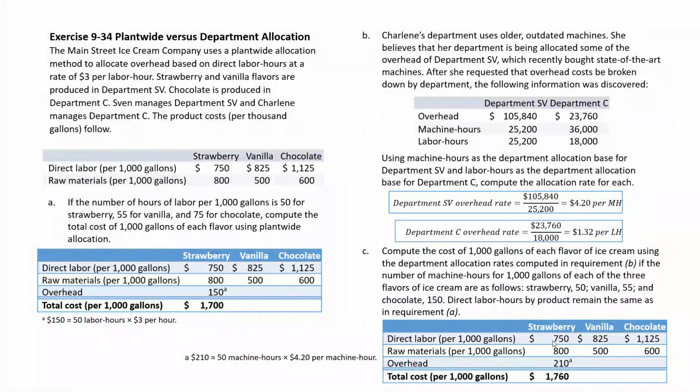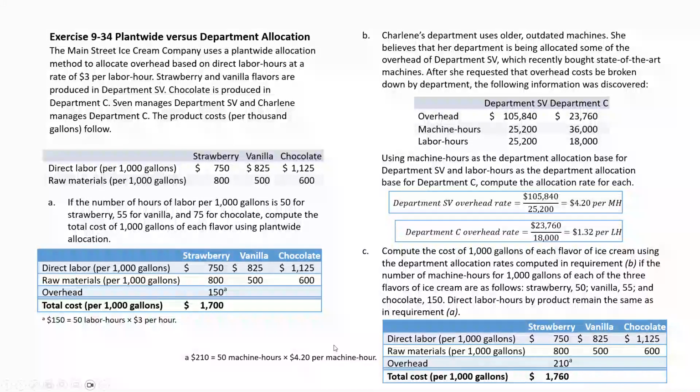Again, 50 machine hours times 4.20 is $210 of overhead added to the raw material of 800 and the direct labor of 750. Now we've increased the cost. Originally, when we used the plant-wide predetermined overhead rate, it was 1,700, but we've increased that only because of the overhead. And again, we think Charlene was on the right track. We've increased it to 1,760.